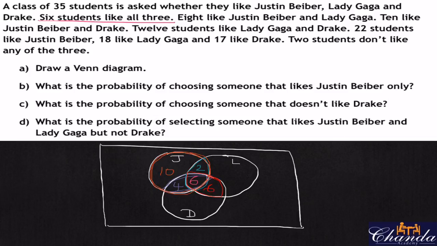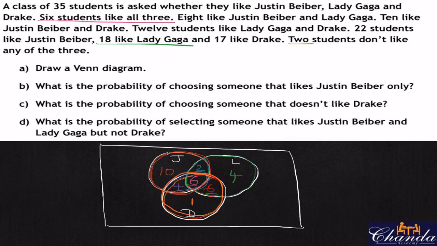Then it says 18 like Lady Gaga. So let me use a green this time. So this entire circle here is Lady Gaga. And as it says, 18 like Lady Gaga. So 6 plus 6 is 12, plus 2 is 14, which leaves me with a 4 to put in here. And finally, it says 17 like Drake. So let me use a different color here. So that's the orange here that covers the entire Drake circle. And 17 like Drake. So 6 plus 6 plus 4 gives me 16, which leaves me with a 1 to put in here. And it also says 2 students don't like any of the 3, which sits outside.